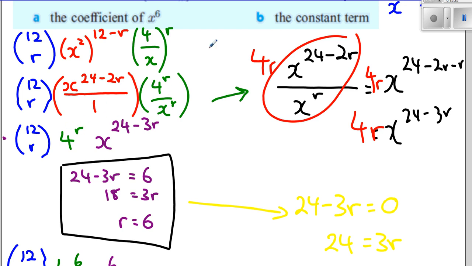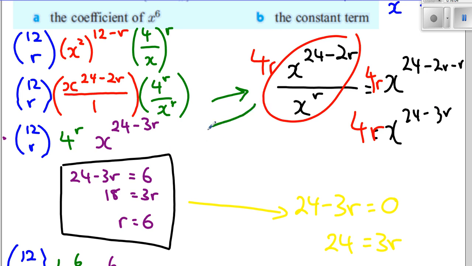So 4 to the r over 1, but these two both have the same base. So we can use exponent laws on x and x. 4 to the r over 1, I've just popped here. These two combine though, which we've kind of done over here. x to the 24 minus 2r over x to the r. Remember, would you agree you subtract the exponents and keep the same base? Yep. Subtract the exponents, so 24 minus 2r minus r will give you 24 minus 3r. And that's how we got to there.